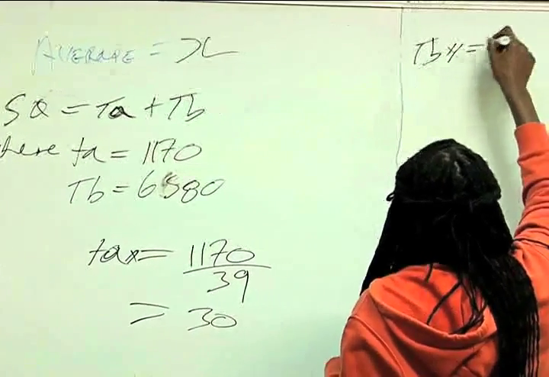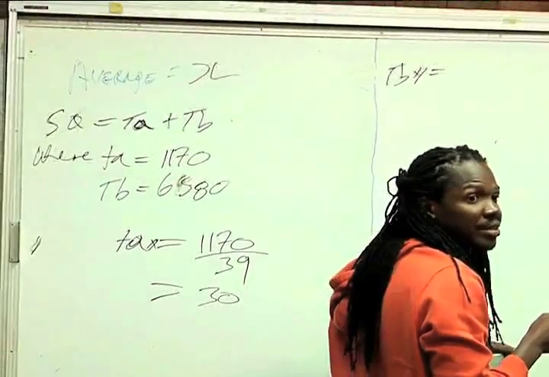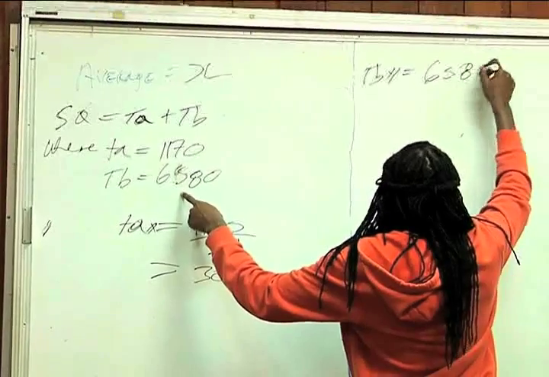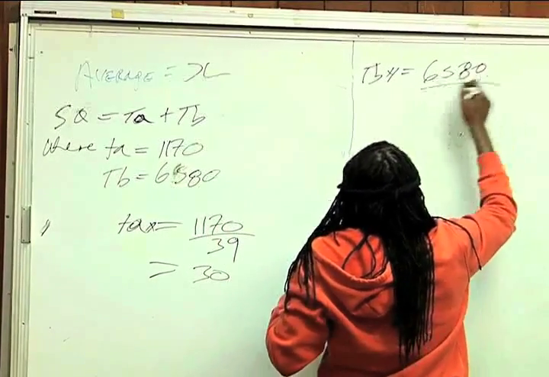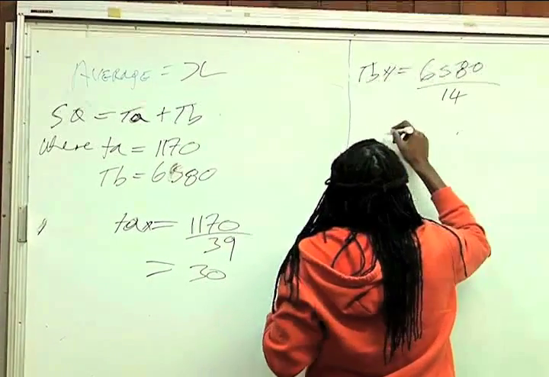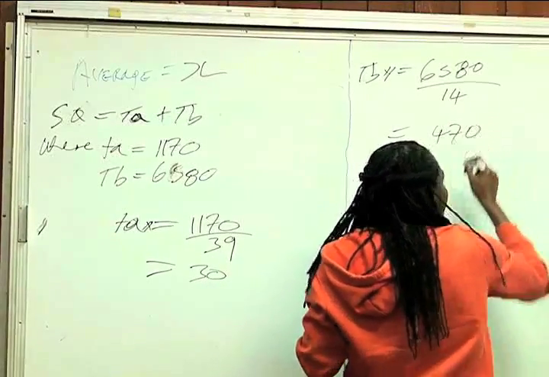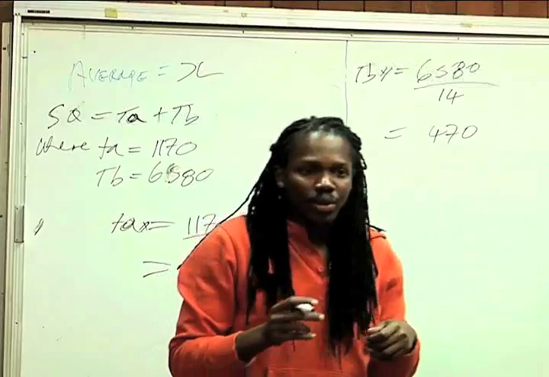What is the SQ for TB? 6,658. Divided by 14. You get 470. Yes, sir. Do you understand so far?